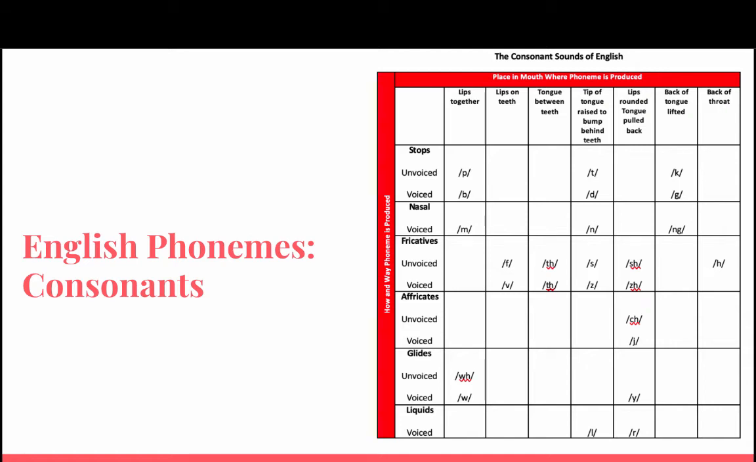Here's a chart of the English consonant phonemes. You can see the phonemes are grouped by how the phoneme is produced and the mouth position. Notice that the only difference is that some phonemes are voiced, some are unvoiced. For example, say p. Now say b. Notice the way that you say the sound is the same, except one phoneme uses the voice and the other does not.